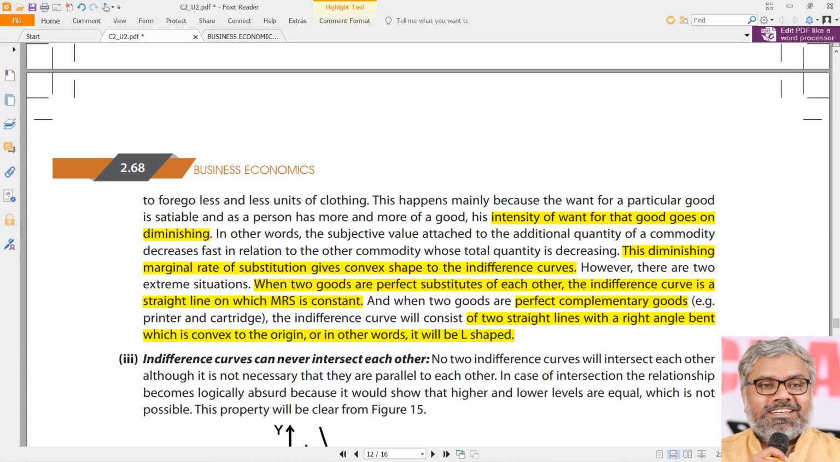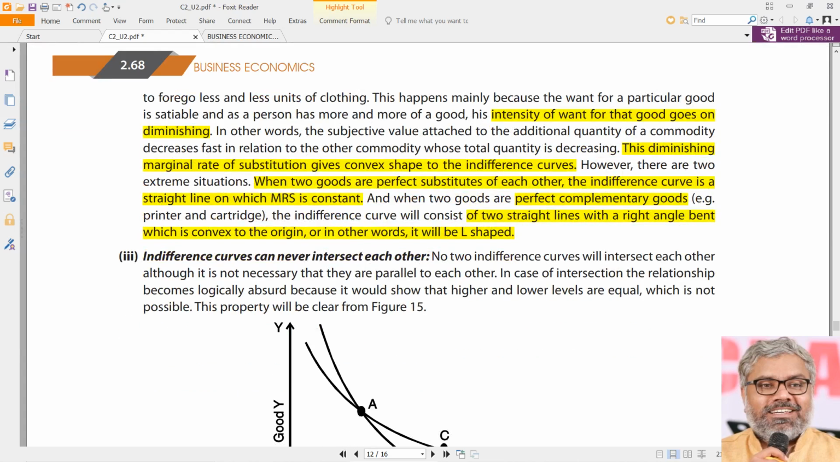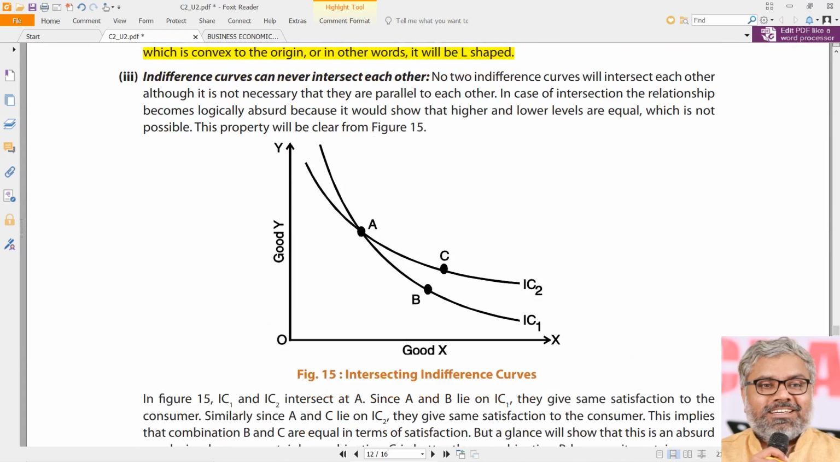In case of perfectly complementary goods, not just complementary, perfectly complementary, the indifference curve will be what shaped? That we should know, that is L-shaped. That's it. That is the shape of indifference curves. And another feature of indifference curves is that they will never intersect each other. It is not possible. It doesn't make sense.